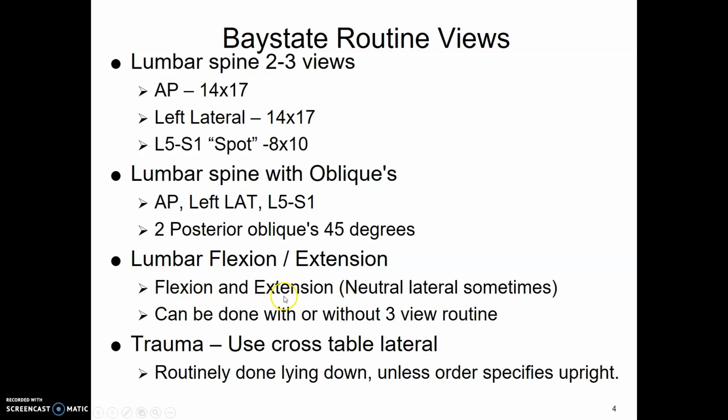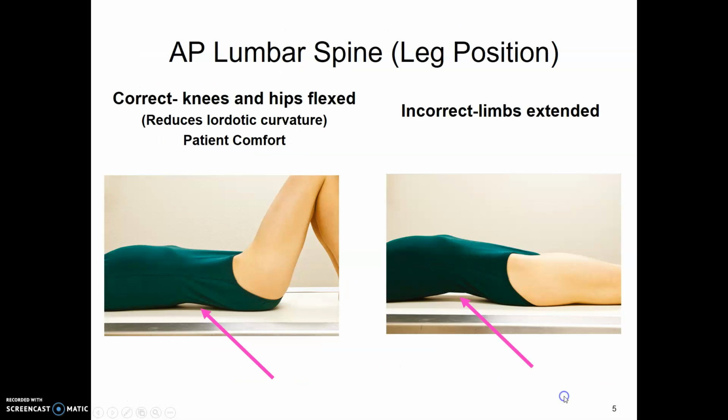So it might just be flexion extension. It might be flexion extension and a neutral. Or it might be the 3 views, AP, lateral, and spot, and flexion extensions as well. Reading orders is super important. Find out what they want. Trauma, we might have to use a cross-table method for the lateral, done laying down, unless they specify that it needs to be done upright.